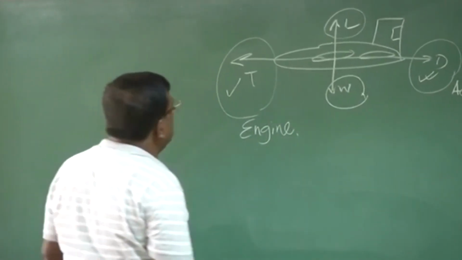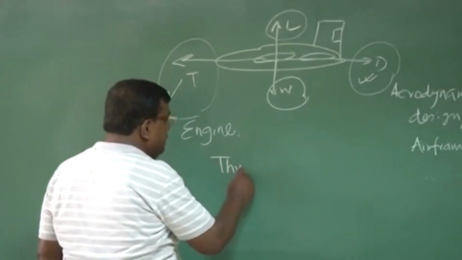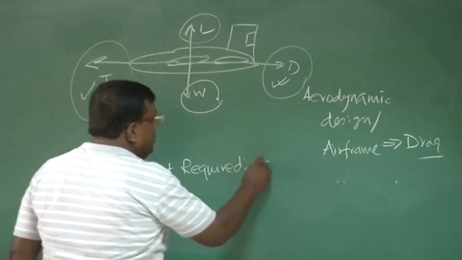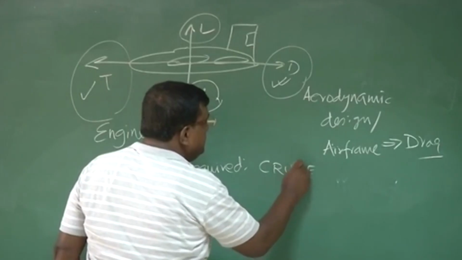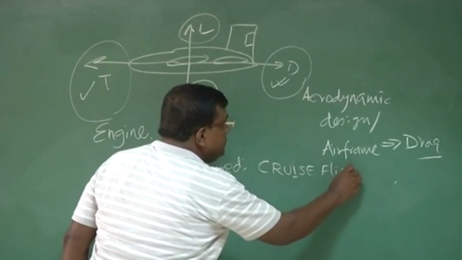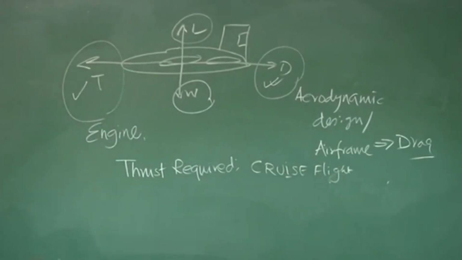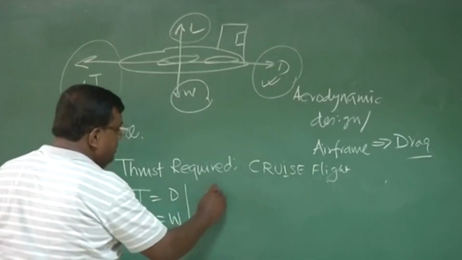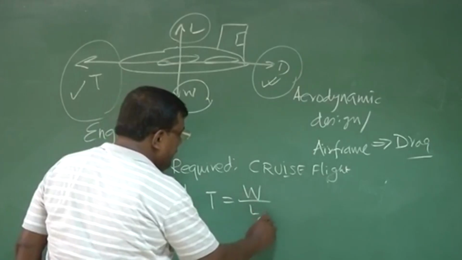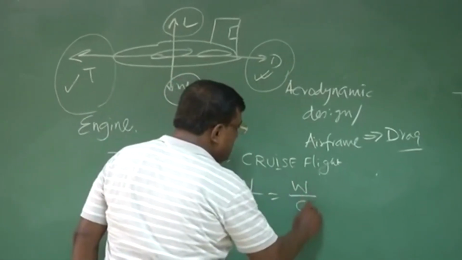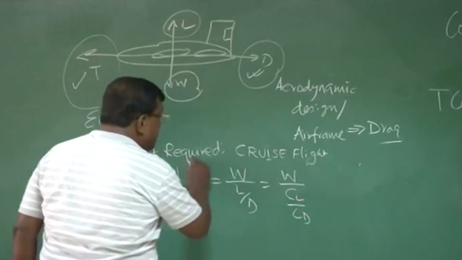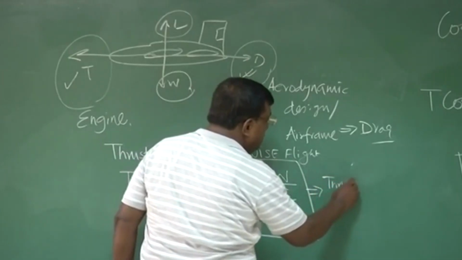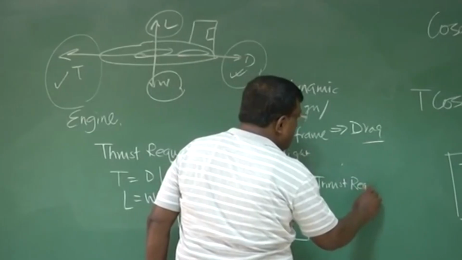Okay, now let us first try to understand what is the thrust required. We are talking about cruise flight, let us say. As I told you, these are very important equations, thrust equal to drag and lift equal to weight. So I can club them. I can write thrust equal to W by L by D. I can write that as W by CL by CD. This is an expression to get thrust required for cruise.